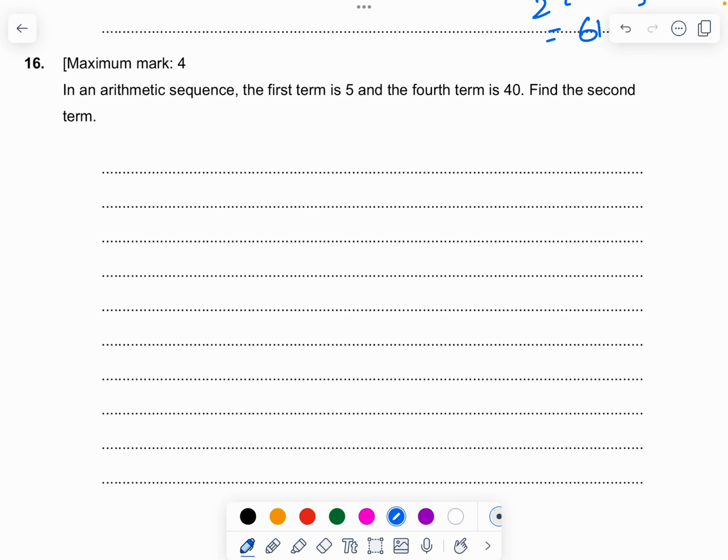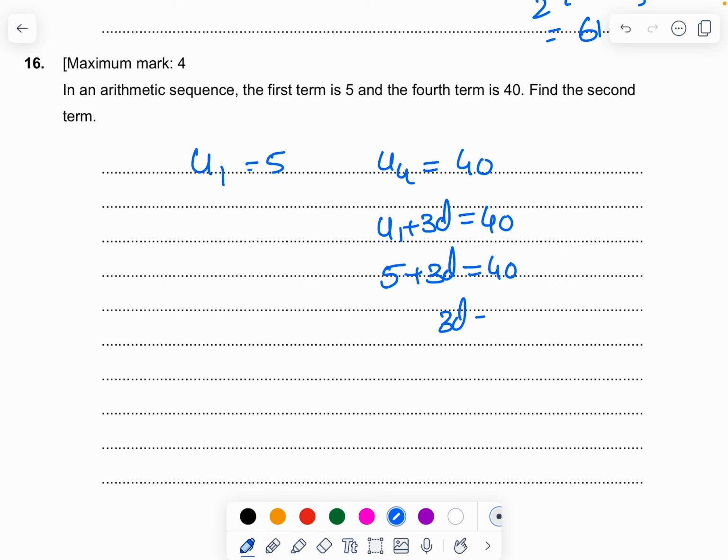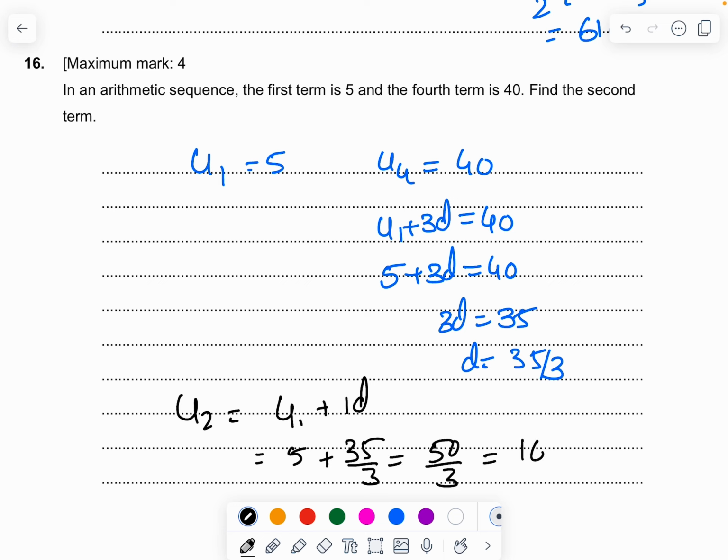In an arithmetic sequence, the first term is 5 and the fourth term is 40. Fourth term means u1 plus 3d equals 40. u1 is 5, so 5 plus 3d equals 40. 3d equals, what does that become? 3d equals 35. d equals 35 upon 3. Now the second term is asked, which is u1 plus 1d. u1 is 5 plus 35 upon 3, which is 50 upon 3 or 16 2 upon 3.